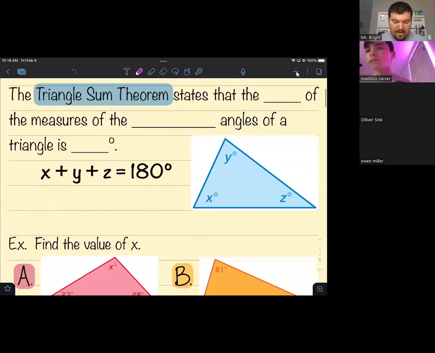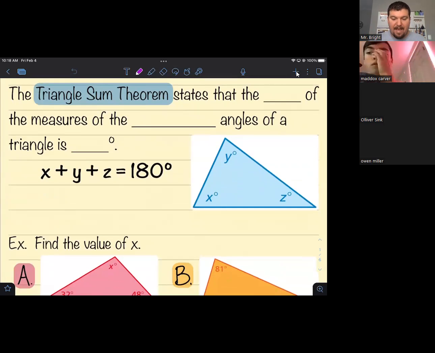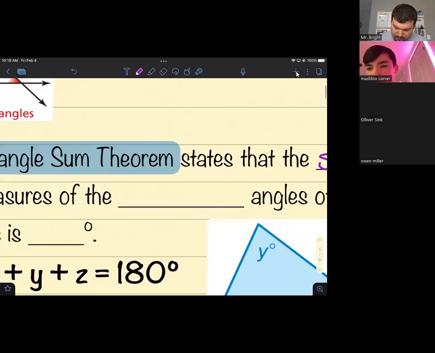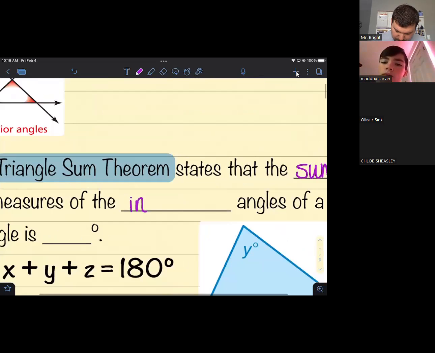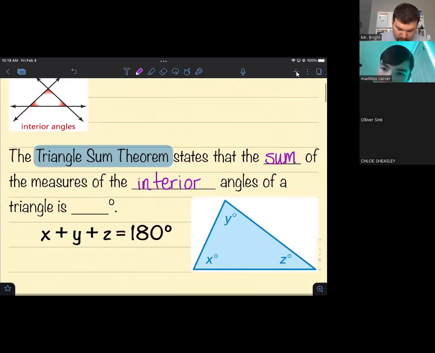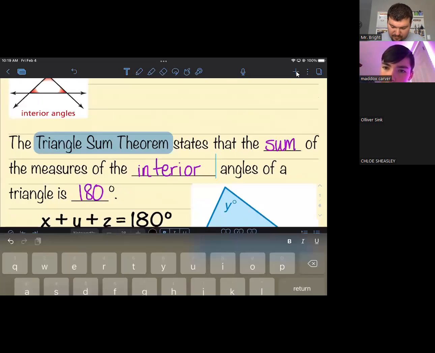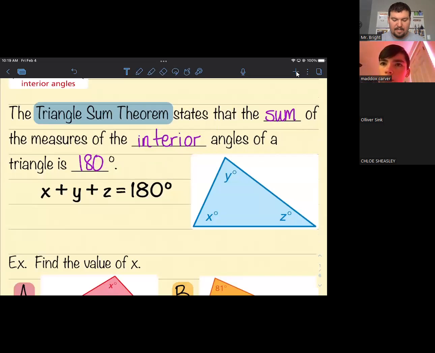We'll start with a very famous theorem. In math, usually in geometry, a theorem is something that's been proven over and over again to be true. This is called the Triangle Sum Theorem, and it states that the sum of the measures of the interior angles of a triangle is 180 degrees.